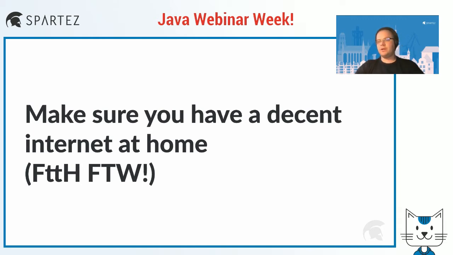In my area, I'm living in the Warsaw suburbs. We used to have a copper connection from Orange, Neostrada. That's quite popular, I guess. And it was only 10 megabits per second. So this was barely usable for teleconferencing, but it worked. And then a local telecom company came up with this fiber to the home solution, and that's what I took.